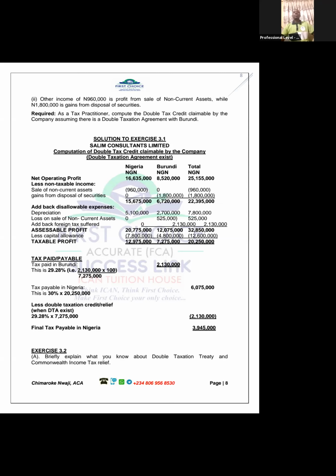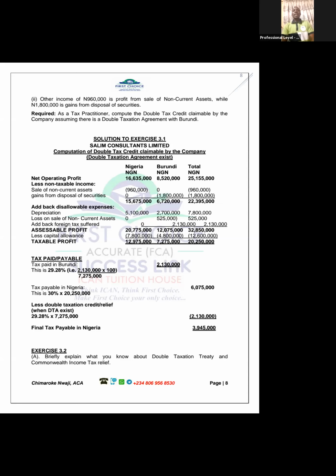Okay? Now that would be your assessable profit. Now the capital allowance, you're going to less capital allowance. So the capital allowance you're lessing is 7.8 for Nigeria that was given. Burundi was 4,800,000. So it is important to know that these are given to you in the additional information. So it has not affected the account. So we are going to remove the capital allowances.